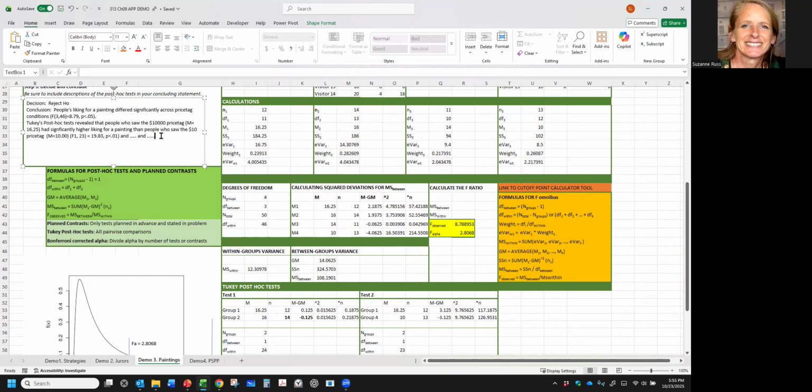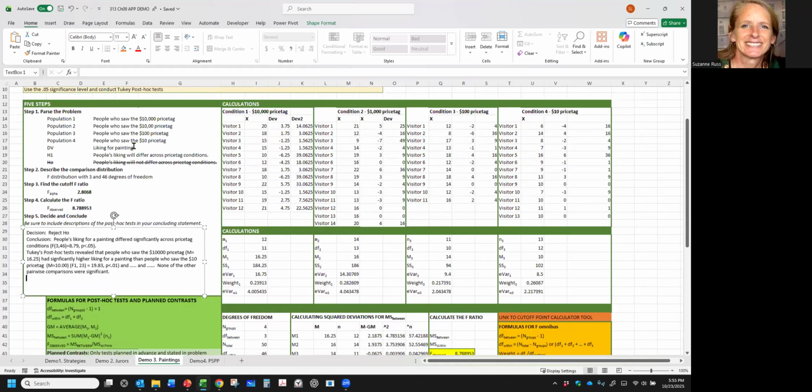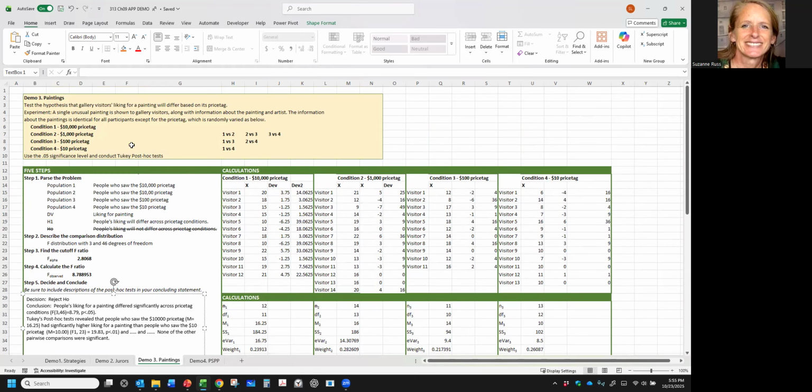And then there's just one last thing that we would need to do, and we would need to say something about the non-significant tests. None of the other pairwise comparisons were significant. And that's how we'll conclude that statement and explain those Tukey Post Hoc contrasts. That's the way we would report this statistically, and that's how you would solve this problem.